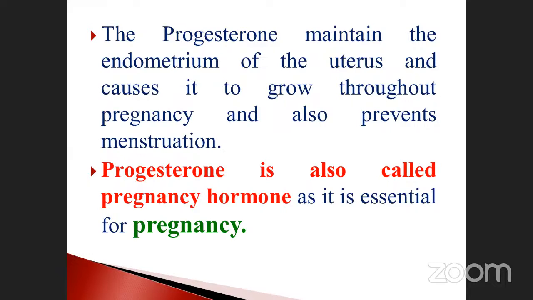Progesterone is also called the pregnancy hormone as it is essential for pregnancy. Note it down. During pregnancy, menstruation is not possible, so the hormone is called the pregnancy hormone. It's very, very important. Don't forget it. Which hormone prevents menstruation, my dear students?